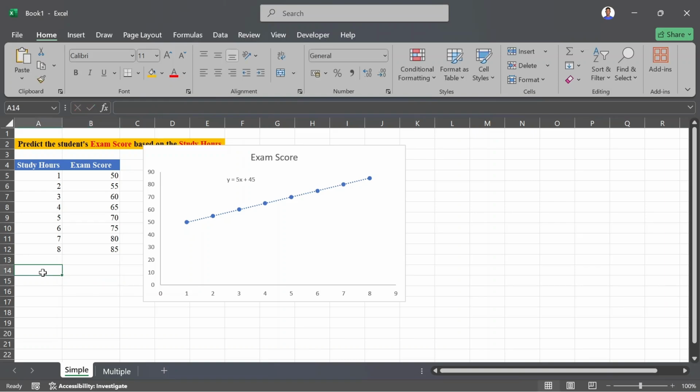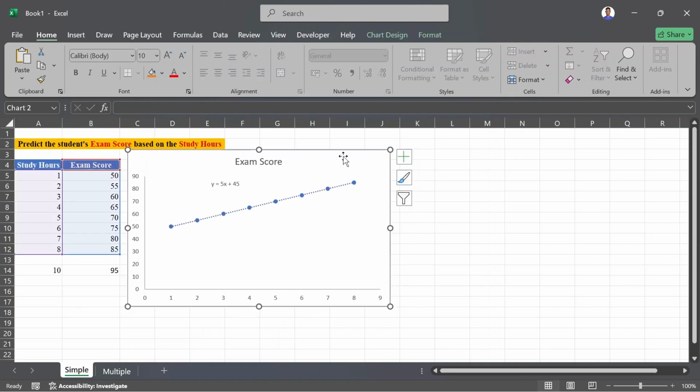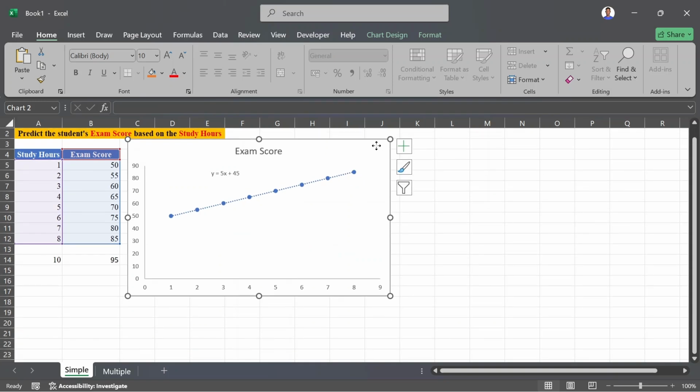So our intercept is 45. Let me put the 10 hours here, and then when I come here, let me say equal to, and then the 10 hours times 5. So that's the beta 1, and then plus our intercept, that is the b naught, which is 45 from the equation. So once we hit enter, it means that when a student studies for 10 hours, the score will be 95. So that is the prediction. So that is one way that we can do the regression. Another way that we can also do it is to use the data analysis toolbar.